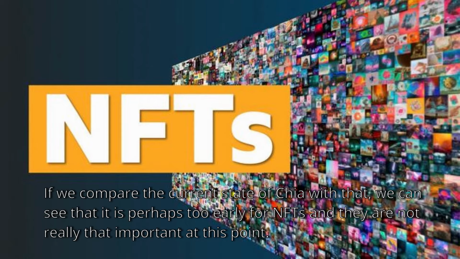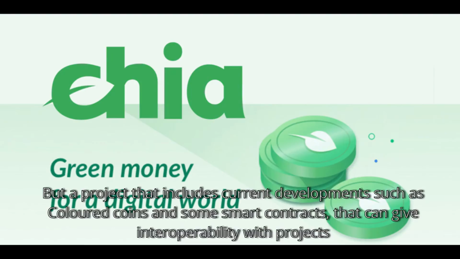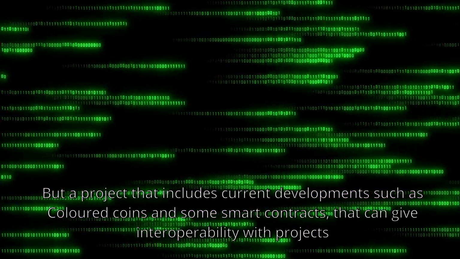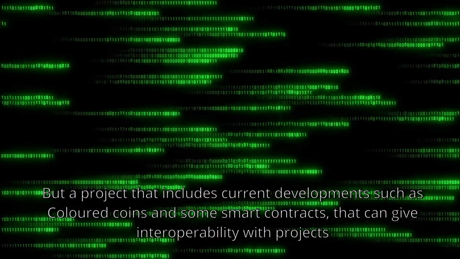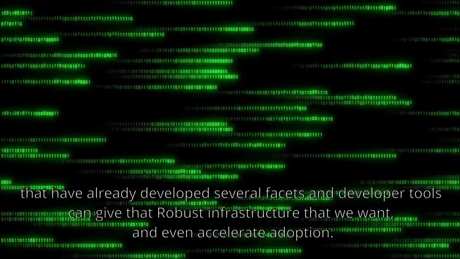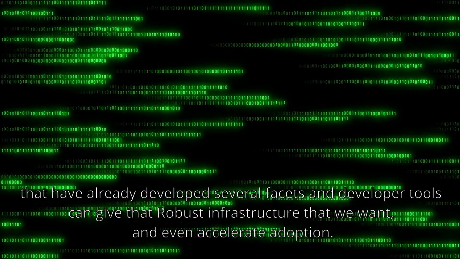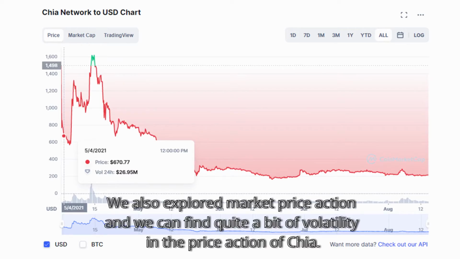If we compare the current state of Chia with that, we can see that it is perhaps too early for NFTs, and they are not really that important at this point. But a project that includes current developments such as colored coins and some smart contracts that can give interoperability with projects that have already developed several facets, and developer tools, can give that robust infrastructure that we want and even accelerate adoption.